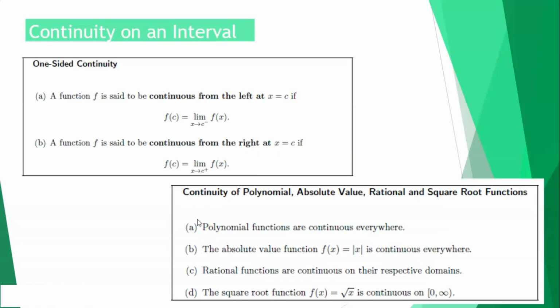Now take note, for polynomial functions, they are continuous everywhere. The absolute value function is also continuous everywhere. Rational functions are continuous on their respective domains. So take note here, never divide by 0. Then for the last, the square root function is also continuous if the domain starts from 0 until positive infinity. So take note for this, never take the square root of a negative radicand.